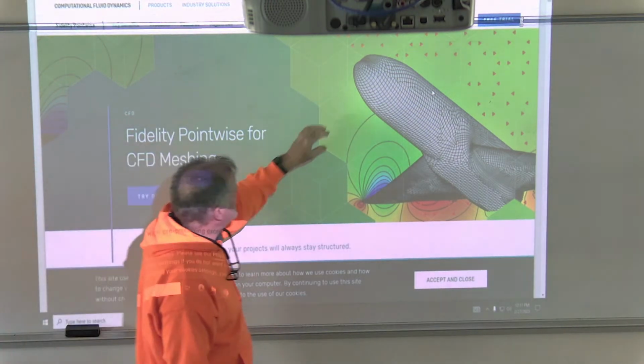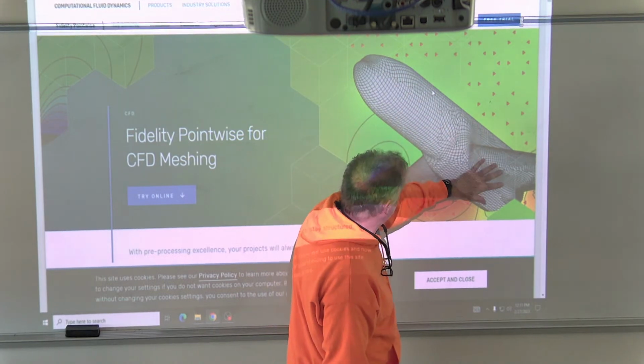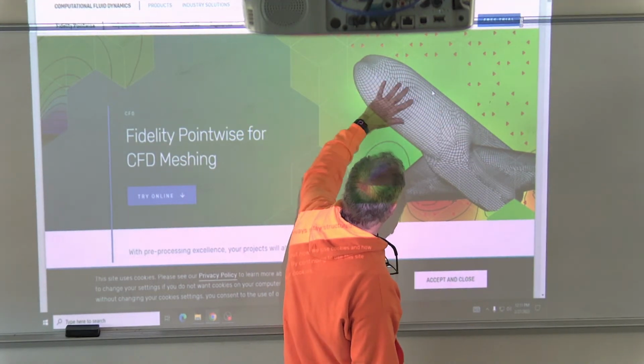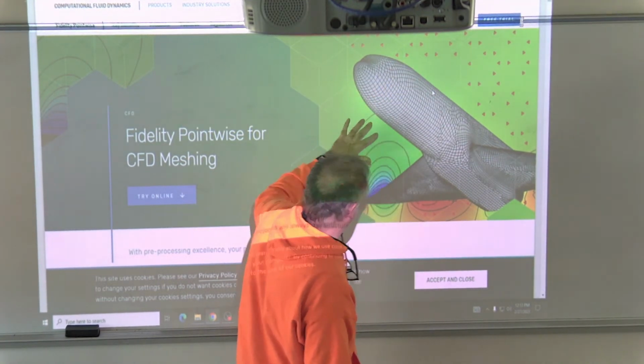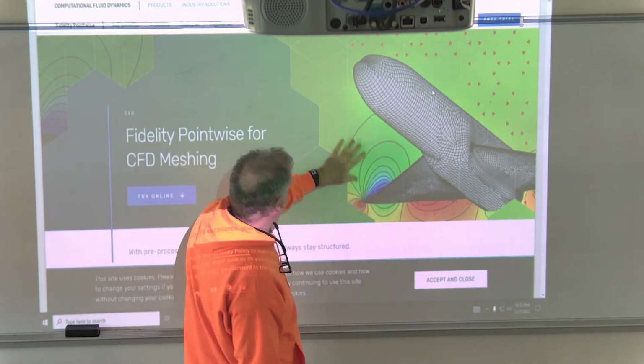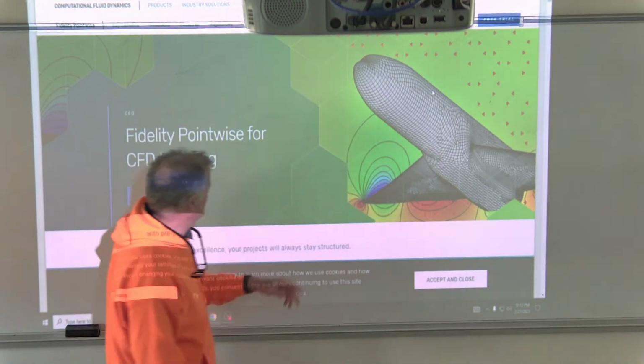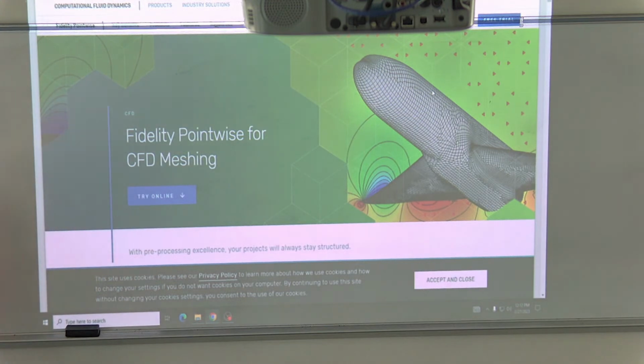So you can see the object, of course, needs to have a surface grid on it, and coming out from that is a volume grid. And you can see these are some of the solutions I guess they've got.